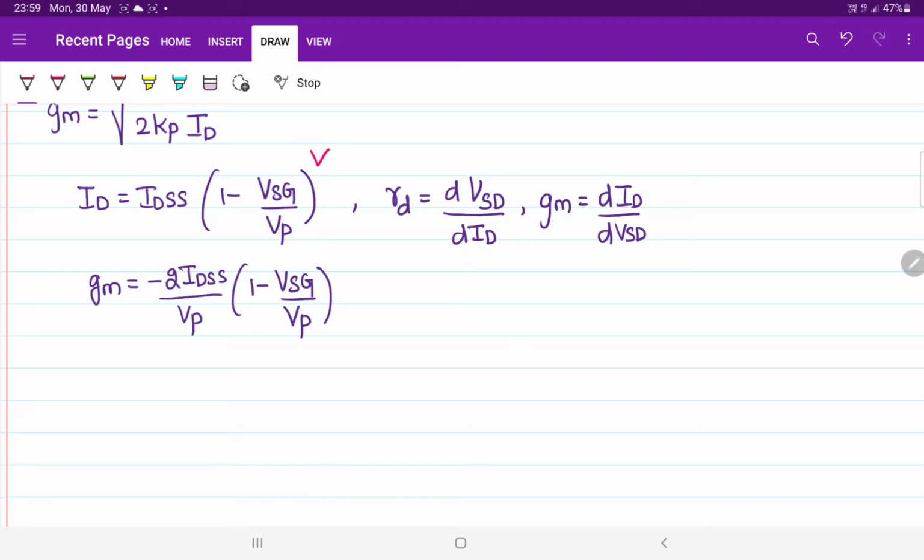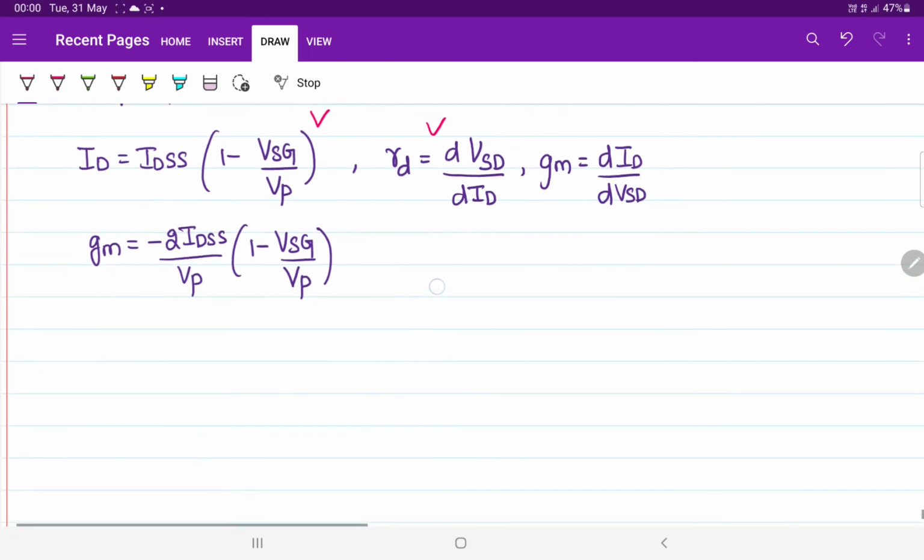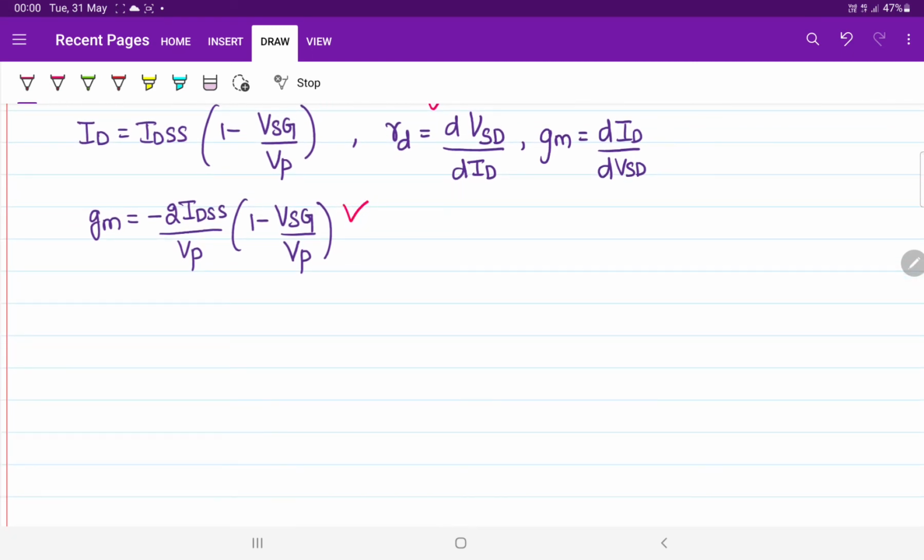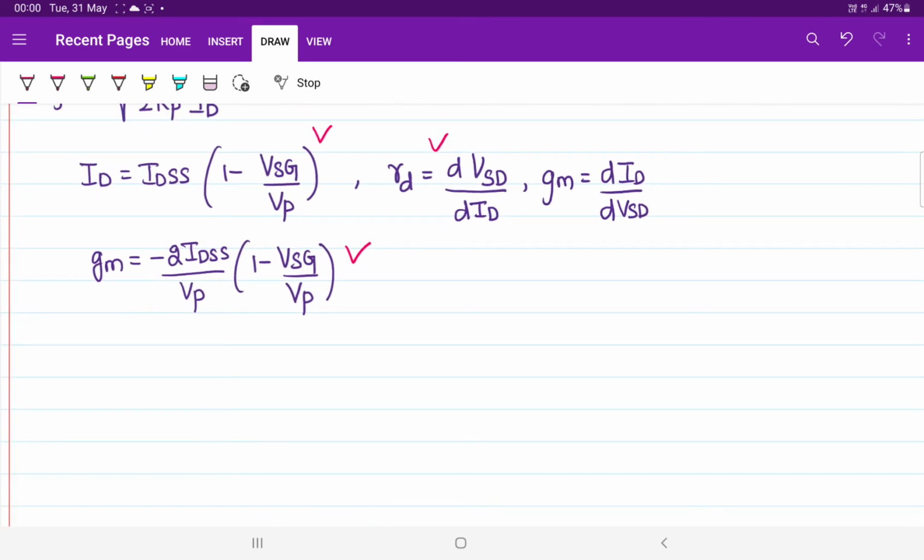Next, the value of rd. You know the rd formula is the ratio between voltage and current. The voltage is the source to drain voltage, whereas the current is ID. Similarly, gm, the transconductance, is the ratio of current to voltage. The current is ID, the drain current, and the voltage is the source to drain voltage. Transconductance can also be calculated with another formula in terms of drain to source saturation current. You can put all those values directly here in order to get the answer.